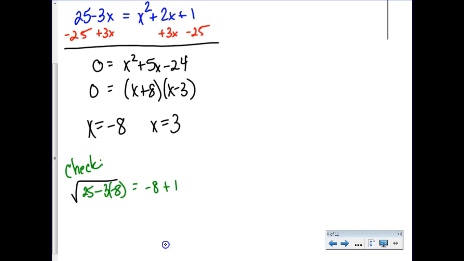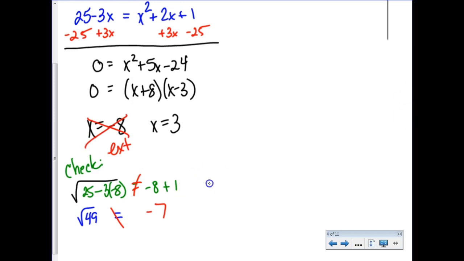I can already tell this is going to be a no solution, or this solution is not going to work, because you're not going to be able to have a square root equaling a negative 7. But for funsies, let's figure it out anyways. 24 plus 25 is 49, so this is the square root of 49. Does it equal negative 7? No. Square root of 49 equals positive 7, so no, that doesn't work. So that answer is extraneous.